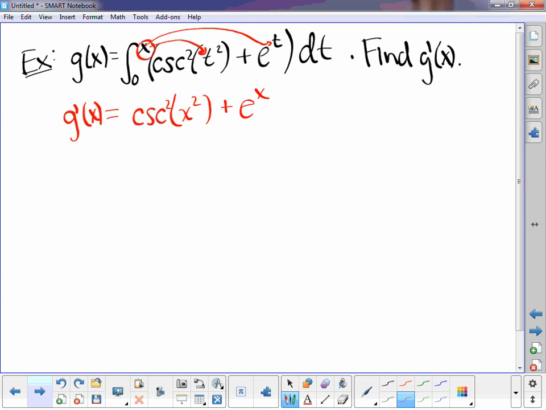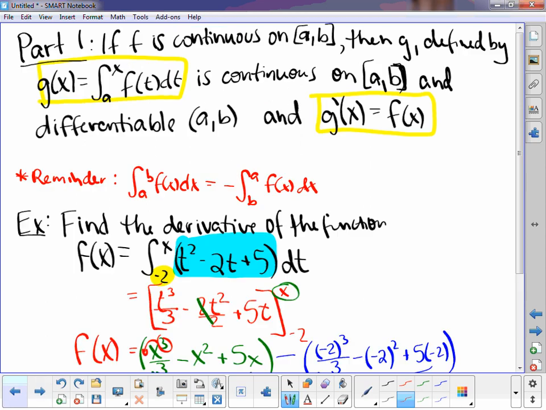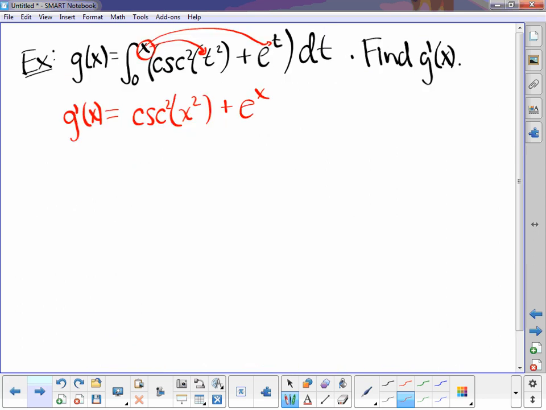Anything else? Right? Because FTC part 1 just simply says, like we saw, it doesn't matter what my lower bound is, because that constant's just going to go away. And essentially the derivative and integral cancel each other. So really, it looks crazy, but all you do is replace that variable.